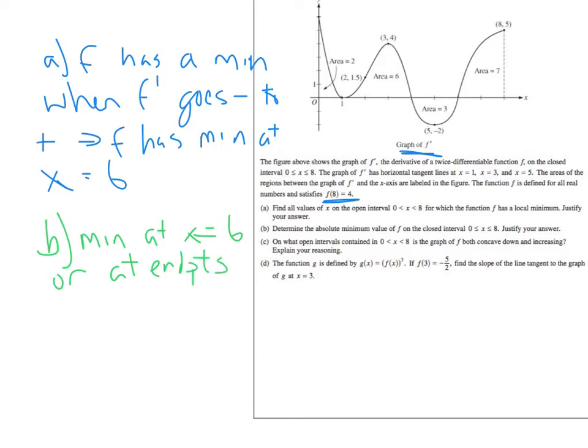We know that f of 8 is 4, because we are told that. F of 6, therefore, to get to 4, we have to add 7. So that means we're at negative 3, because if we're at negative 3 here and we add 7, we get to 4.